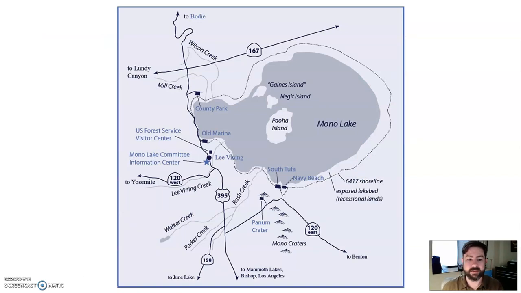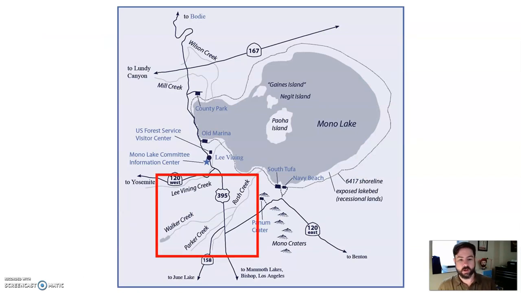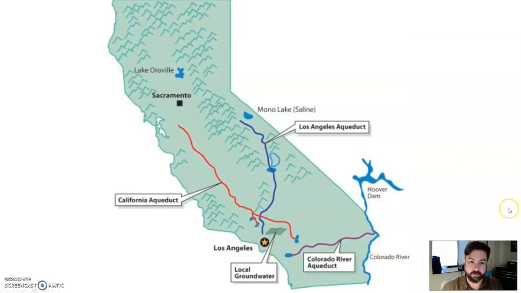Not just LA. There are the 4 creeks, Lee, Vining, Walker, Parker, and Rush Creek, that instead of flowing into Mono Lake to refresh it, are diverted away. That's runoff from the Sierra Nevada mountains.